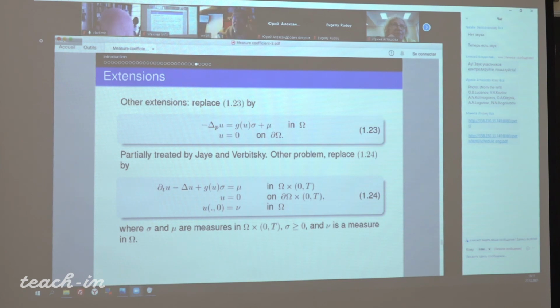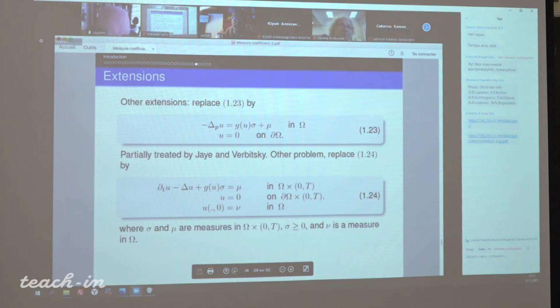Okay, another extension which has not been done is just to look at the parabolic problem. So you look at the parabolic problem, ∂tu minus Laplacian of u plus g(u)σ equals ν in Ω × (0,T). u vanishes on ∂Ω × (0,T), and the initial value is null. Okay, this is another problem which could be interesting to study.